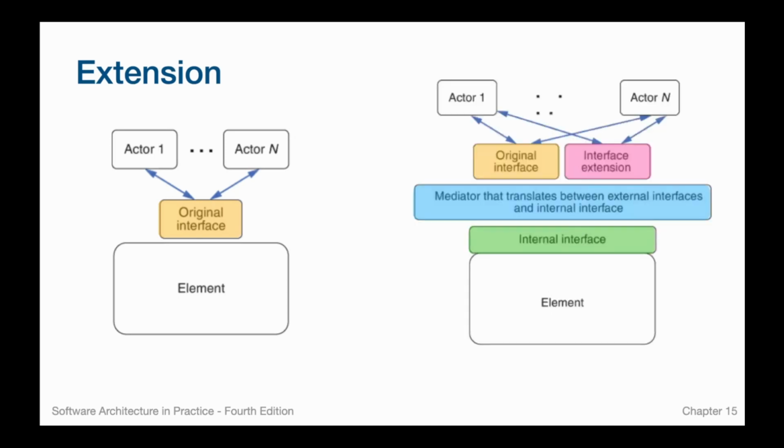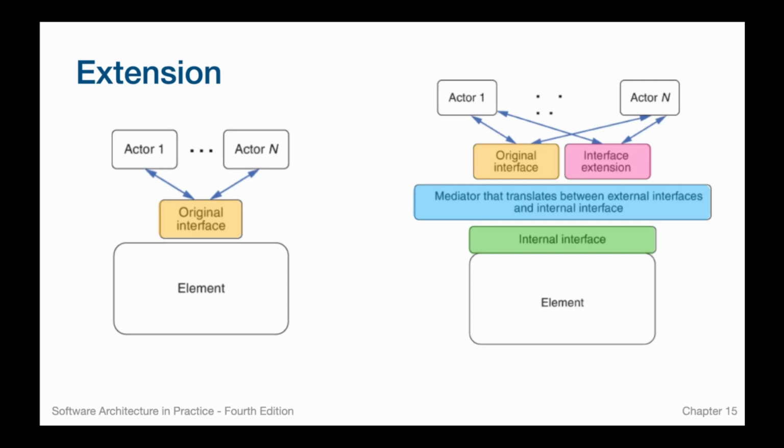Now let's look at something a little bit more complicated, where if the extension introduces some incompatibilities, something that doesn't necessarily work with the original interface, then we have to have an internal interface for the element, and then we also need to add a mediator that will help translate between the external interface and the internal interface. So that internal interface is the green color, the mediator is the blue color, our original interface is the orange color, and then our external interface, that is our new extension, is in pink.